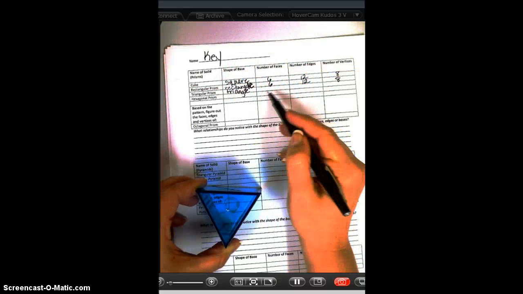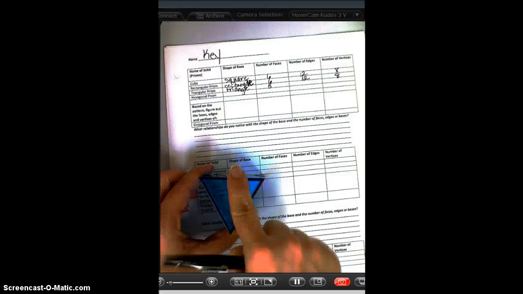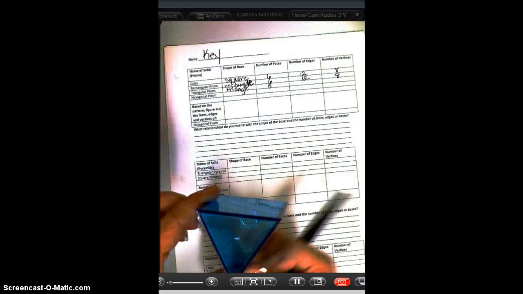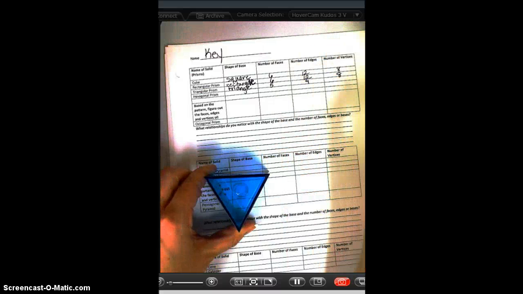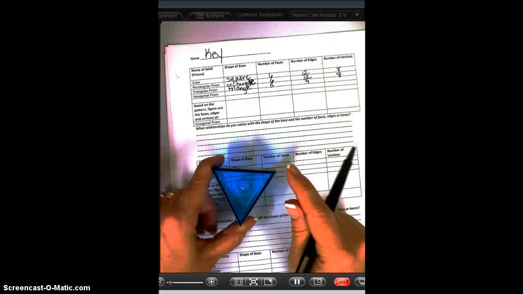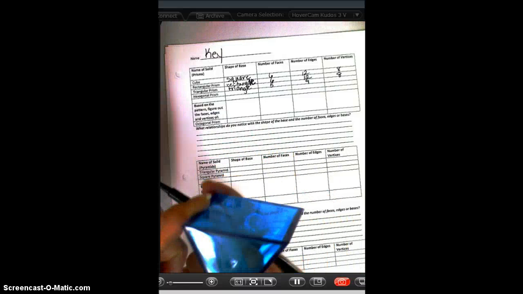And then number of faces, 1, 2, 3, 4, 5, so 5 total. Number of edges, 1, 2, 3, 4, 5, 6, 7, 8, 9. And then number of vertices, or corners, or points, however you want to phrase it. 1, 2, 3, 4, 5, 6.